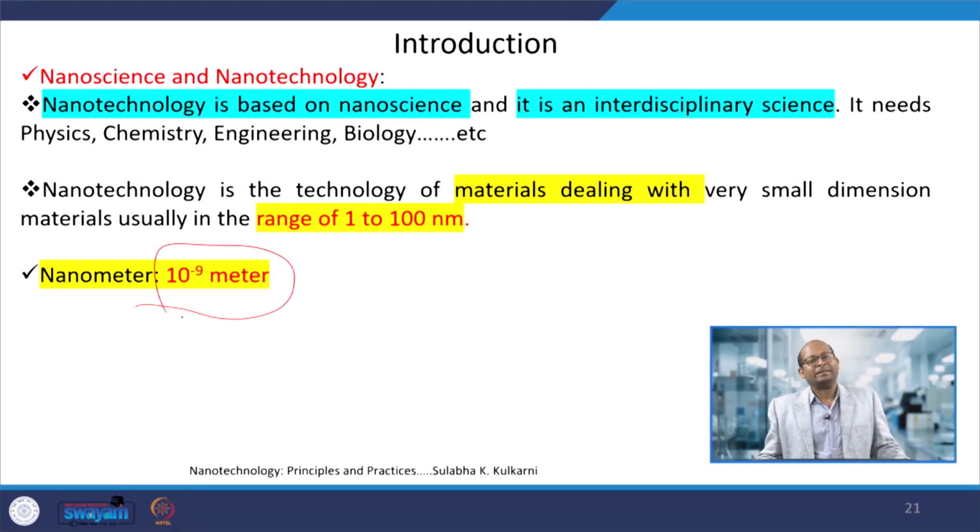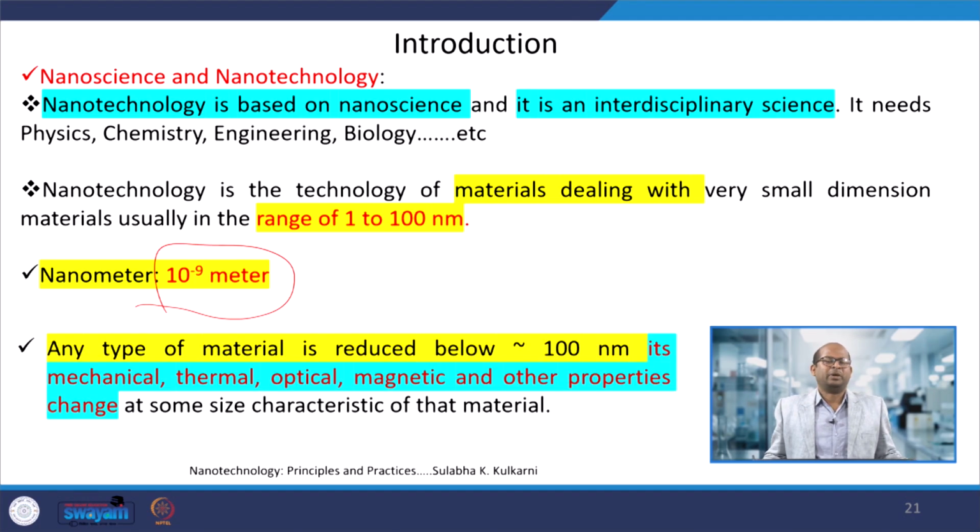So any material, whatever it is, if it is in the range of 1 to 100 nanometers, we can say it is in the nano range, or a nanomaterial. Nanomaterials have very small dimensions, on the order of 10 to the power minus 9 meters. That is the nanometer range.